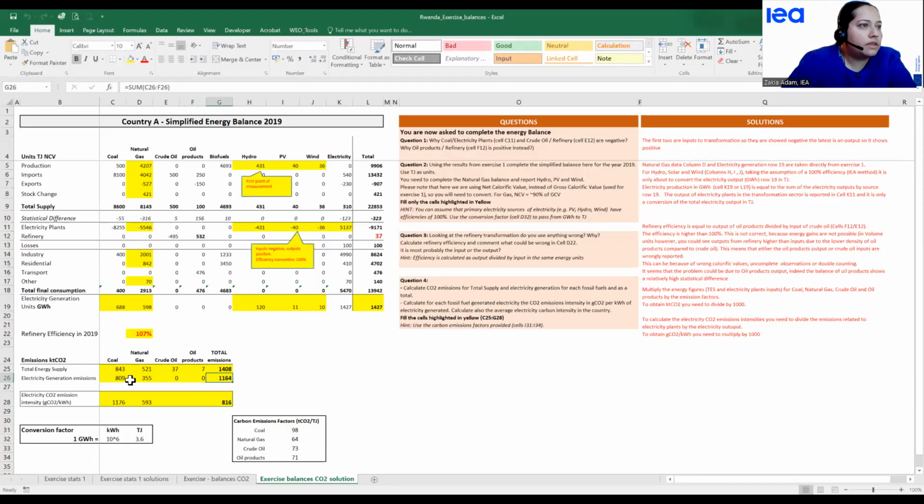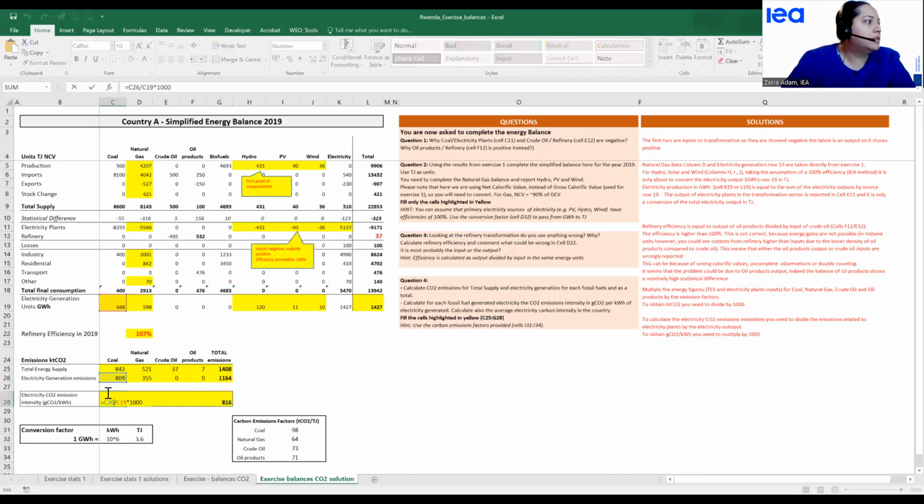So we did this calculation. The second question is, calculate for each fossil fuel generated electricity the CO2 emission intensity in gram of CO2 per kilowatt hour of electricity generation. Calculate also the average electricity carbon emission. So to calculate the electricity CO2 emissions intensity, you need to divide the emissions related to electricity plants by the electricity output.